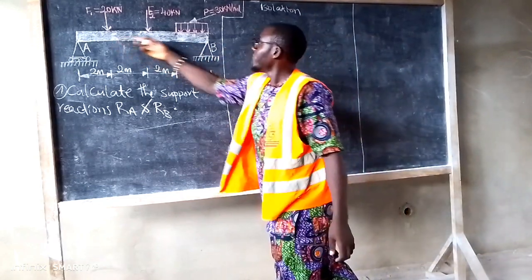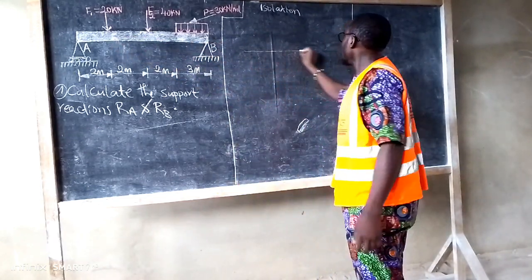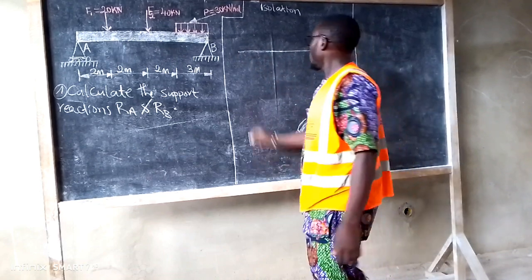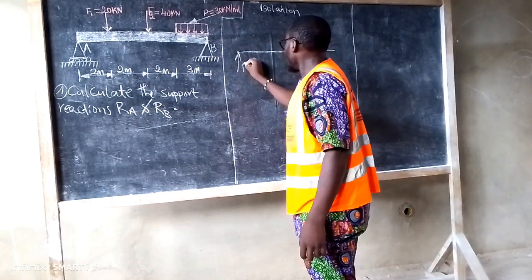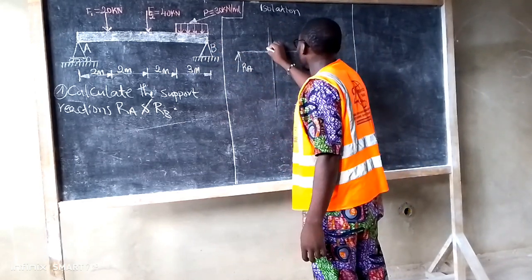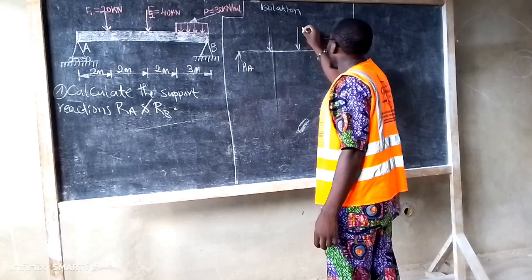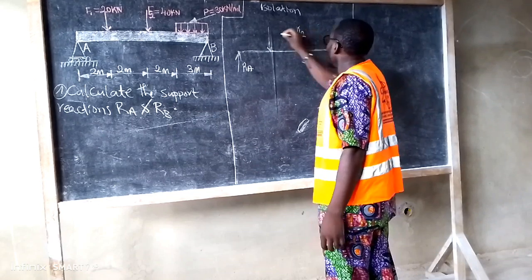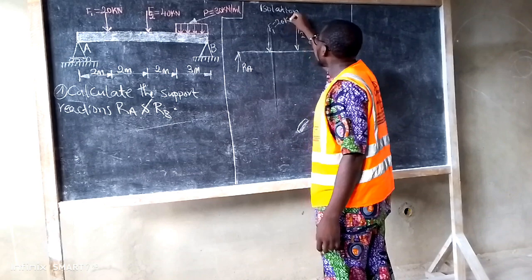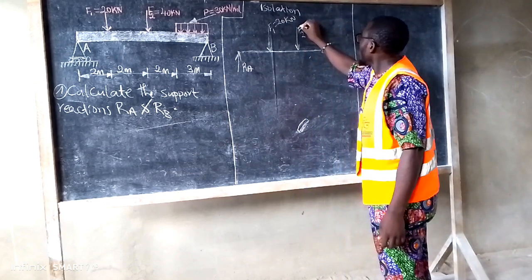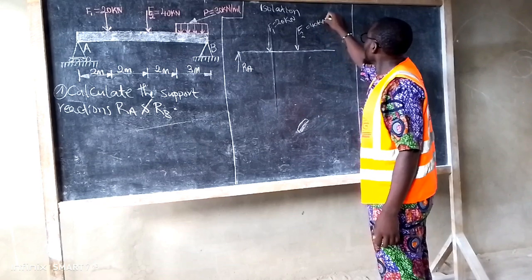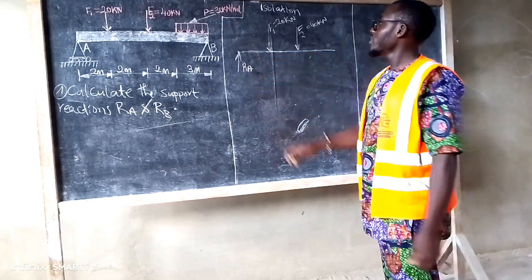So like we said, we first of all need to isolate our bar. This is the bar. Simple support we have here at A. We have the two concentrated loads, F1 and F2. Here we have F1, 20 kN. Here for F2 we have 40 kN. And we have the uniformly distributed load.